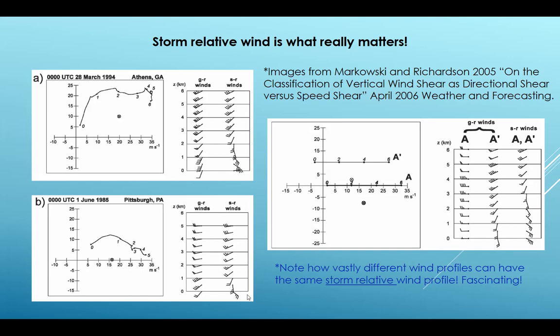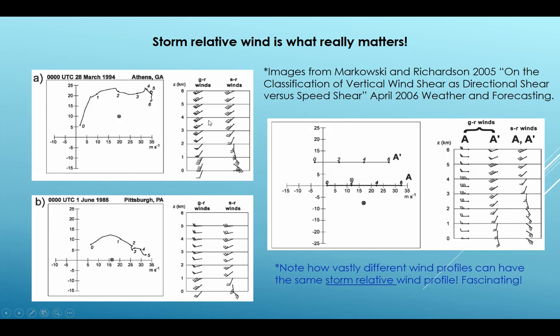This is really fascinating. And in the example on the upper left here, this is from Athens, Georgia on March 27th, 1994 from the Palm Sunday tornado outbreak. I'm sure many of you have probably either heard of or studied this event. But notice the ground relative winds, which are just the wind profile taken as given by the balloon sounding or by the profiler system, the VAD. So this is just what you'll see when the balloon sounding comes out, just as is.